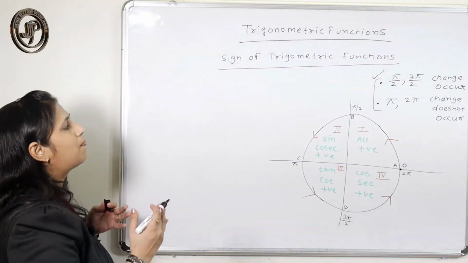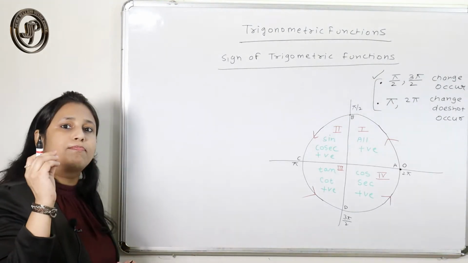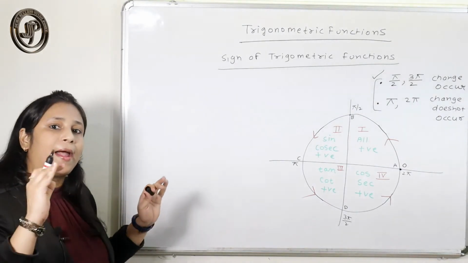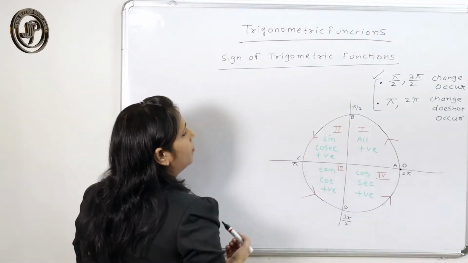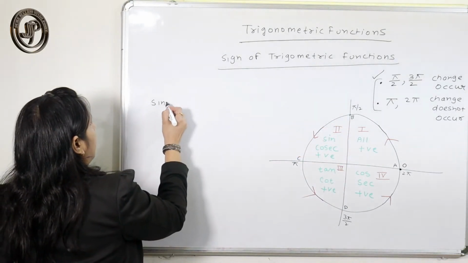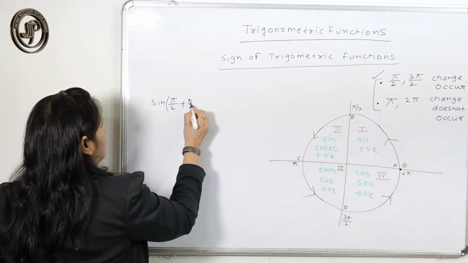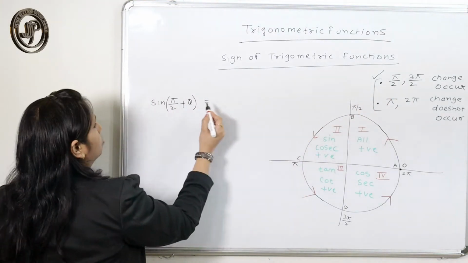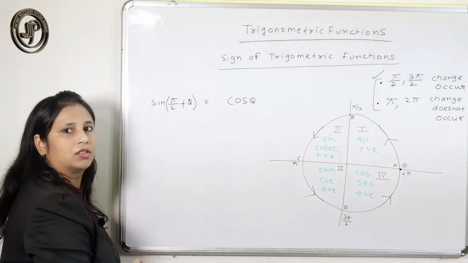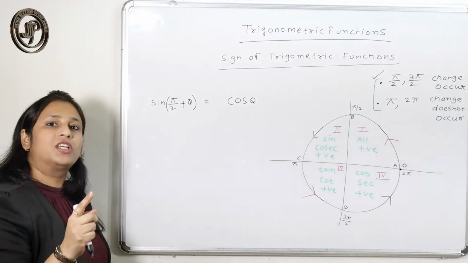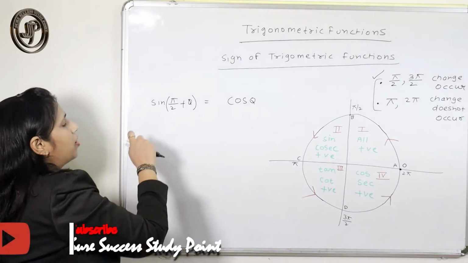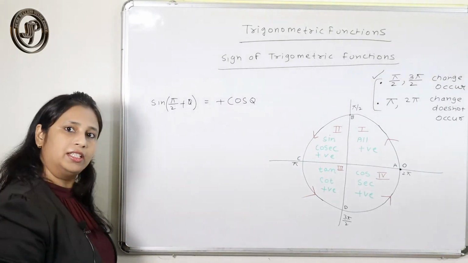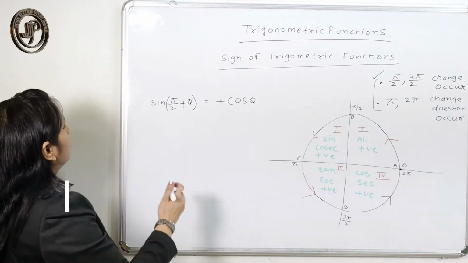So the second quadrant means pi by 2 plus theta. If it is pi by 2 minus theta, then we are in the first quadrant. Pi by 2 plus theta means we are in the second quadrant. So let's do sine of pi by 2 plus theta. We know that it is pi by 2, so change occurs, and sine is converted into cos. Now pi by 2 plus theta means second quadrant, and in the second quadrant sine is positive, so we put the positive sign.